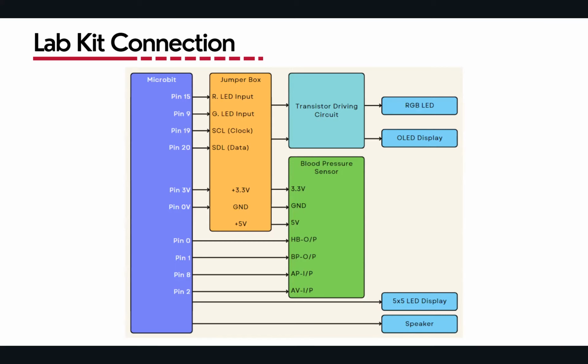In the microbit, pin 0 is connected to the heartbeat output in the blood pressure sensor. Pin 1 is connected to the blood pressure output in the blood pressure sensor, and pin 8 is connected to the air pump input, and pin 2 is connected to the air valve input. Pin 8 and pin 2 are used to automatically pump air and also release air.